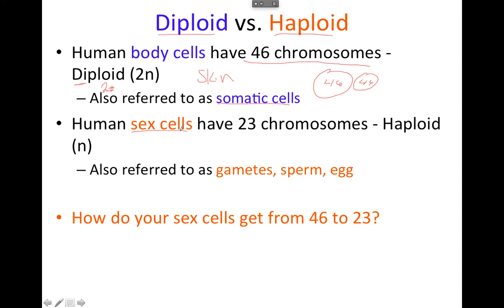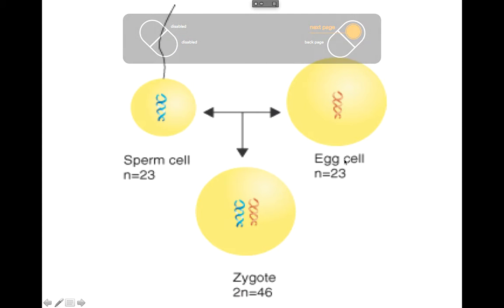And then we have sex cells. And these sex cells, like sperm and gametes and eggs, all of these only have 23. We call these haploid, or what I like to call half the total number. So how do our sex cells get from 46 to 23? Because our human body cells have 46. So how do these two, sperm and egg, get from 46 to 23? We call that meiosis, and we call that dividing two times. So let's take a look.